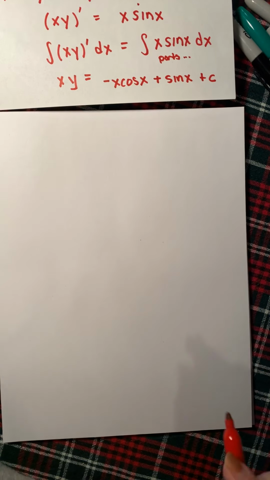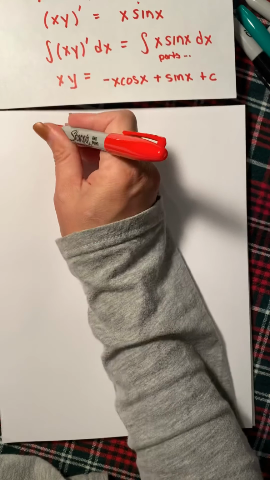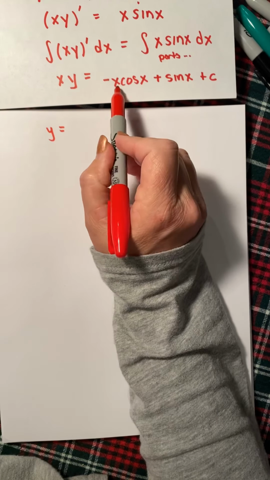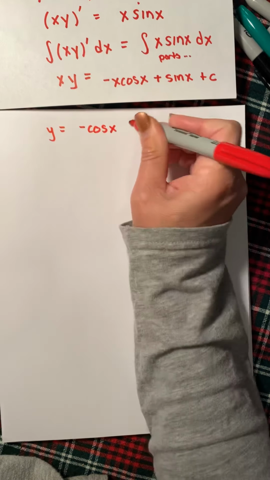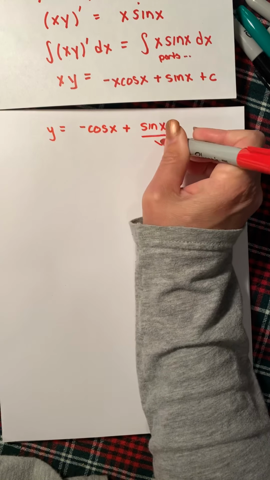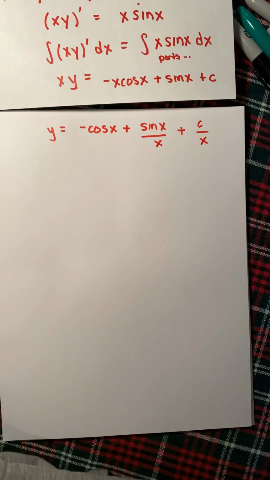All right, so now let's keep going with this. We want to solve for y, so I'm going to divide out both sides by x. So I have to divide everything by x. So negative x cosine x divided by x will just be the negative cosine of x, plus nothing to cancel here, so it's just going to be the sine of x over x. Don't forget this constant, it's really important, c over x.